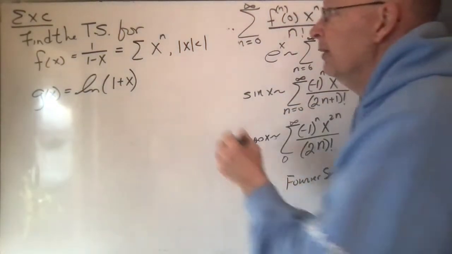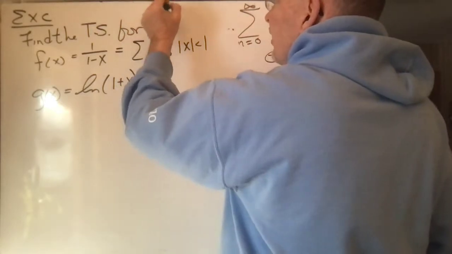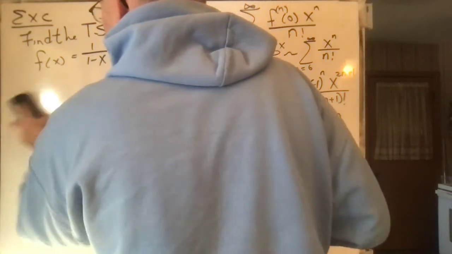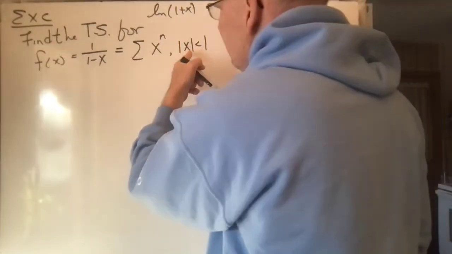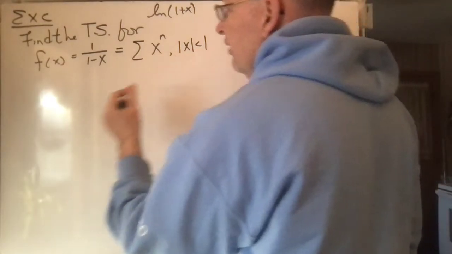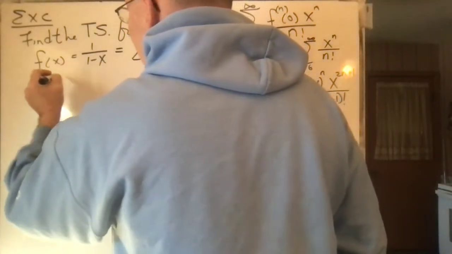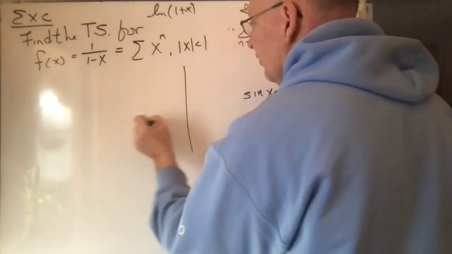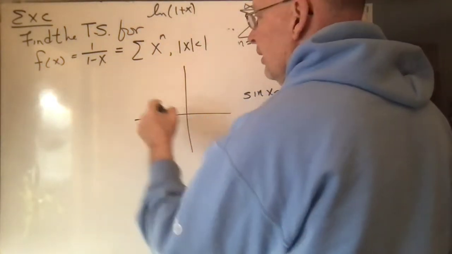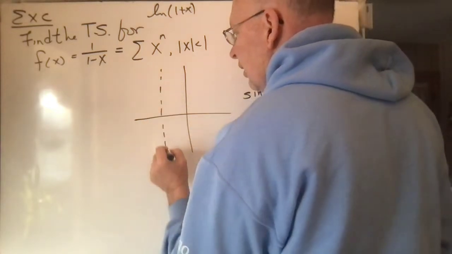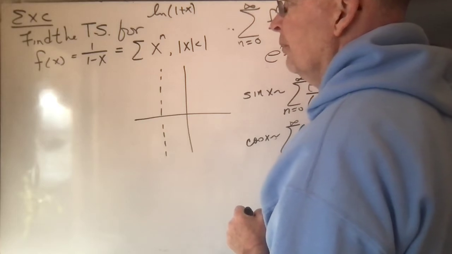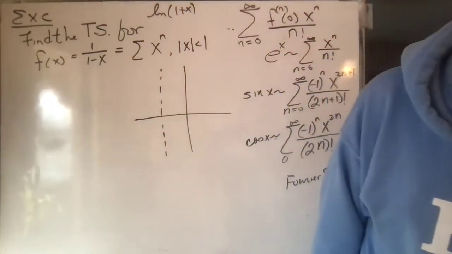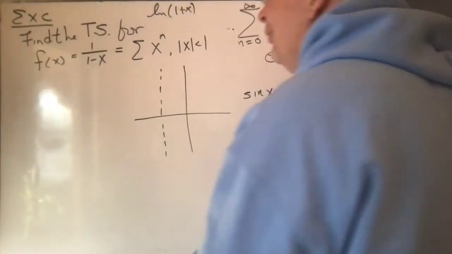And it's easy to see why the radius of convergence of this thing is just 1. Because if you were to graph this function, here's what it looks like. It has a vertical asymptote at 1, right? It has a vertical asymptote at 1.